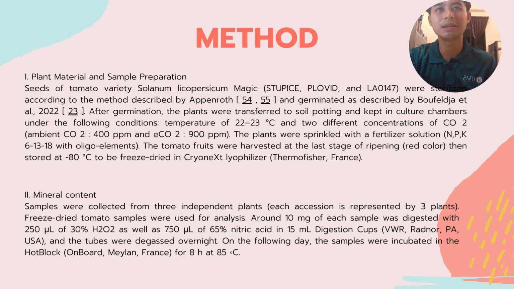The plants were sprinkled with a fertilizer solution NPK. The tomato fruits were harvested at the last stage of ripening, then stored at -80 degrees Celsius. Secondly is mineral content. Samples were collected from three independent plants and then digested with nitric acid. On the following day, the samples were incubated in the hot block for 8 hours at 85 degrees Celsius.